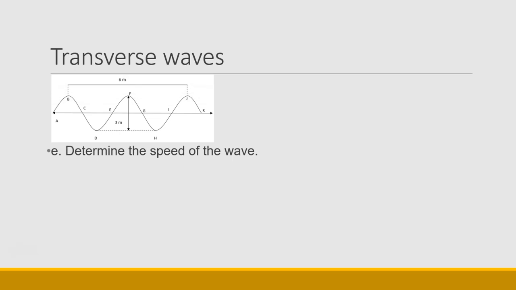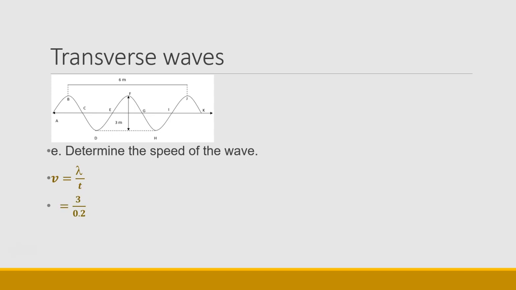Determine the speed of the wave. We've got more than enough information now to determine the speed of the wave because we've got the wavelength and we've got the period, or we can use the wavelength and the frequency. Either way, we are going to get the same answer. I've used the wavelength and the period of the wave.